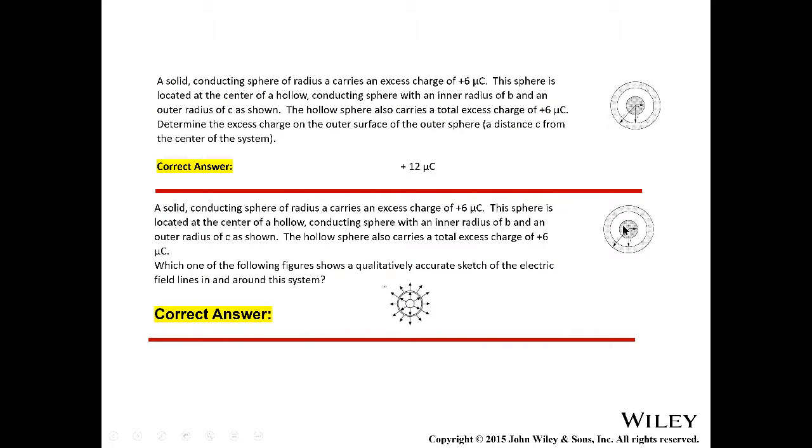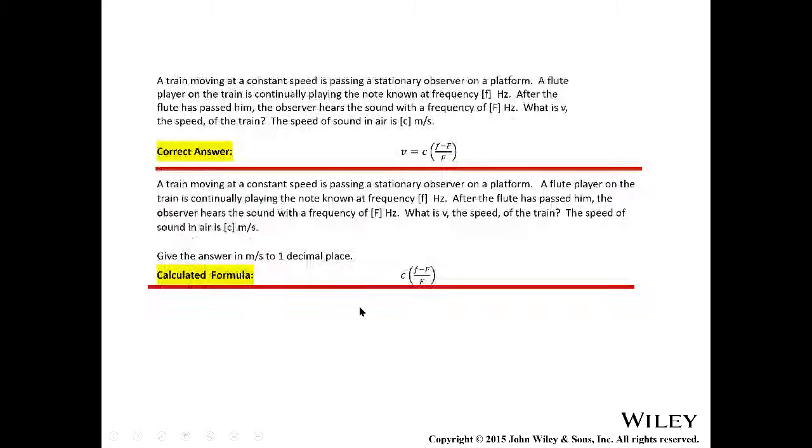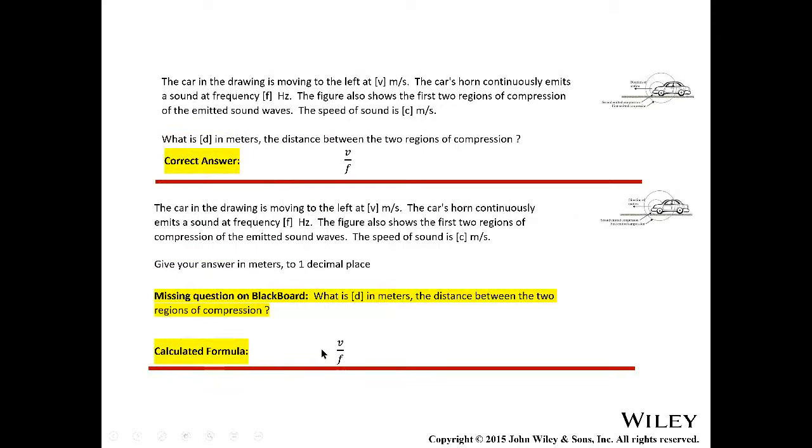And likewise with this one, you should recognize that when you have a positive charge here, the negative charge will be attracted to this side, but this originally had positive charge, so therefore there will be double the number of positive charges on the outside surface. That's why the electric field lines should be more. Okay, and then the thing about the train, you need to know the Doppler effect formula, and this is where I made the mistake.